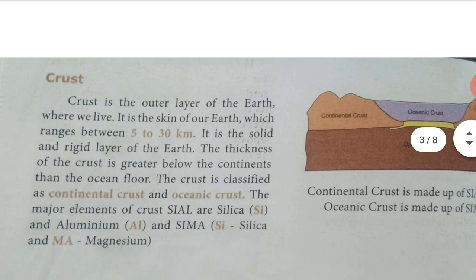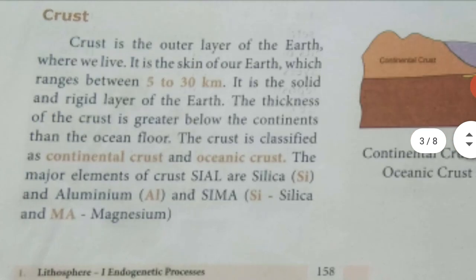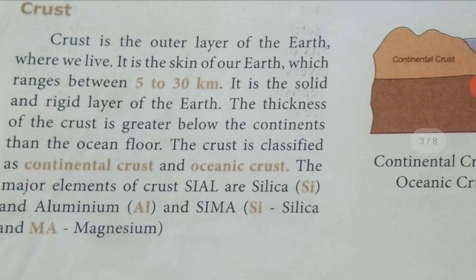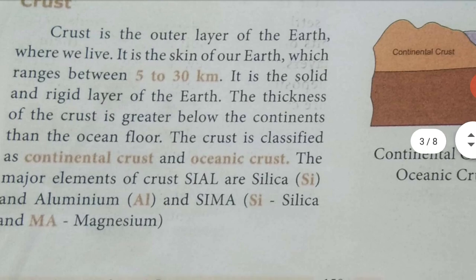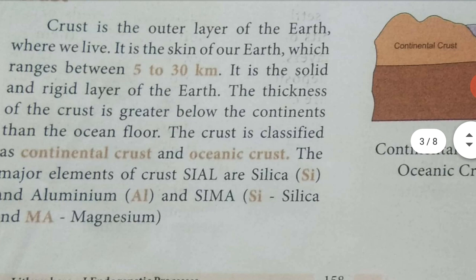First of all, we discuss the crust. What is the meaning of crust? Where we live, we live on the earth's surface. The earth's surface is the outer layer of the earth. The outer layer of the earth is called the crust. It is the skin of our earth. It ranges between 5 to 30 kilometers, and we call it the crust.